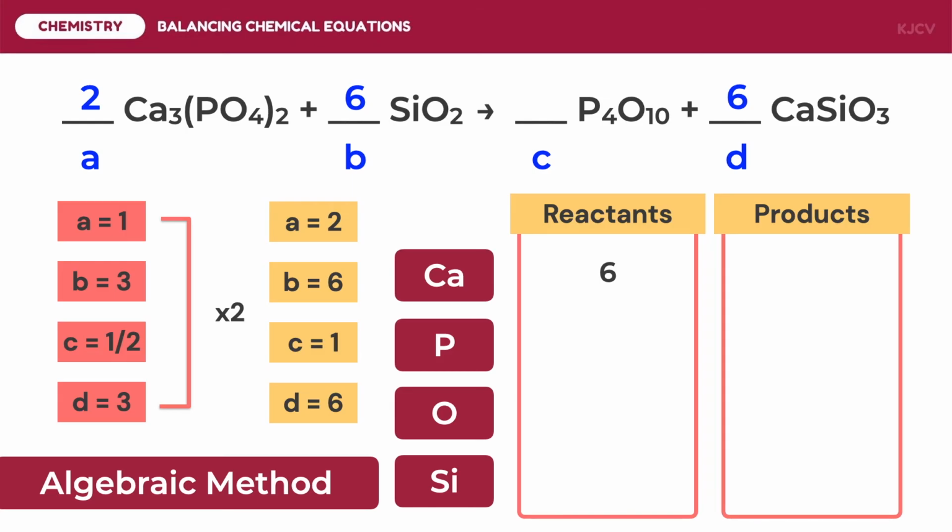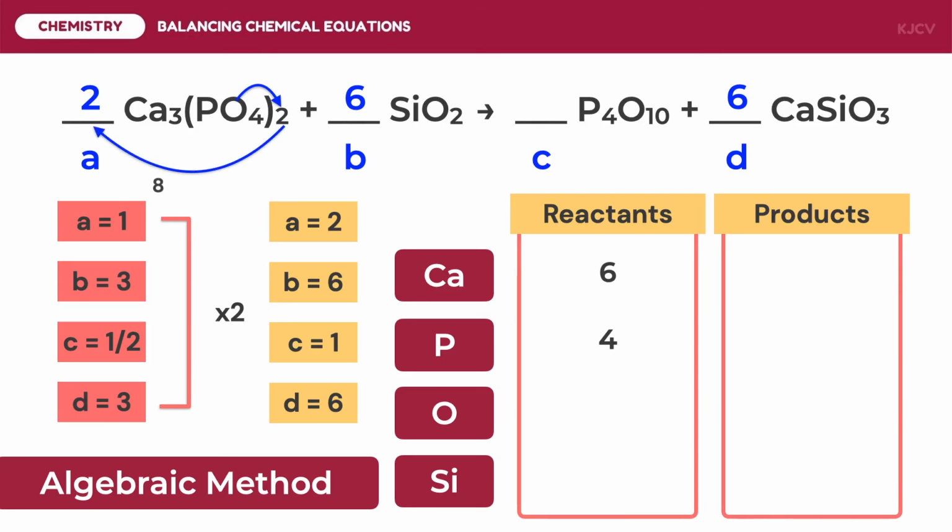But since it is inside the parenthesis, we will need to consider the subscript outside, which is 2. Thus, 1 multiplied to 2 is 2. This product will then be multiplied to the coefficient 2. Thus, 2 multiplied to 2 is 4 phosphorus atoms on the reactant side. The same substance will give us oxygen with a subscript of 4 and will be multiplied to 2.